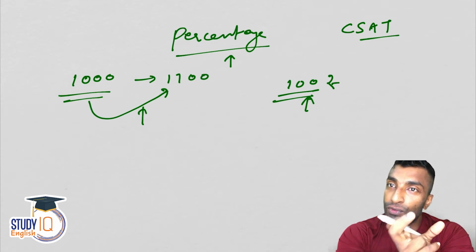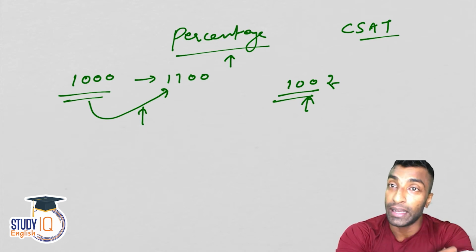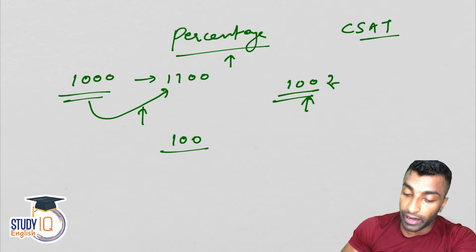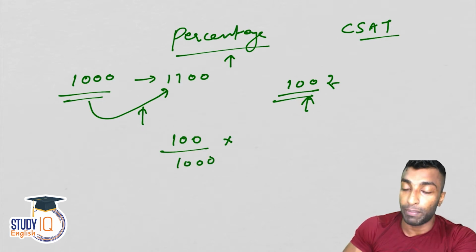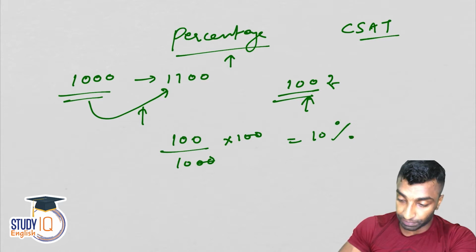If I ask you what is the percentage change in salary, I need to know 100 is what percentage of 1,000, because my salary was 1,000 and now there is a change of 100. So 100 is what percentage of 1,000, that much hike or increase is there in my salary. How to calculate that? 100 divided by 1,000 multiplied by 100. So you will be getting 10%.